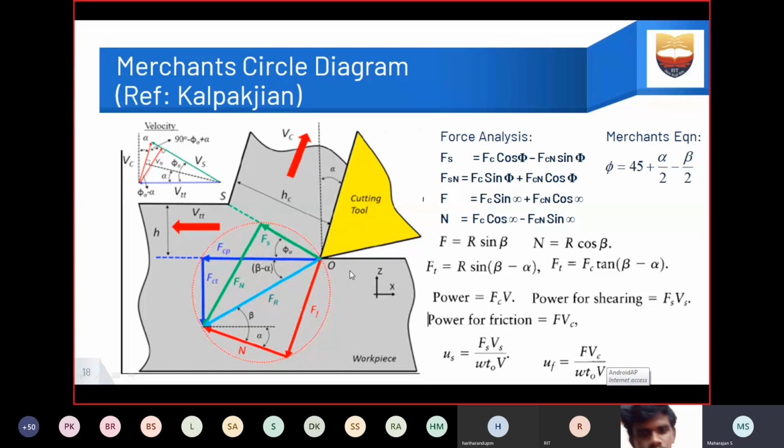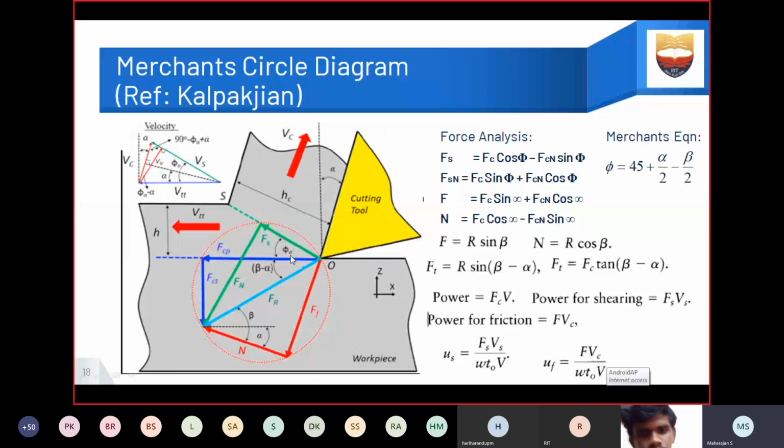Some questions might be asked: Sir, how can we find these forces without using the formulas? These are all the formulas we have in the Kalpakjian book. But without using formulas, we can find the shear force, frictional force, and normal to the frictional force. The cutting force and normal to the cutting force can be found by the tool force dynamometer, where we fit the dynamometer and measure the cutting force, and the thrust force acting perpendicular to the cutting force.